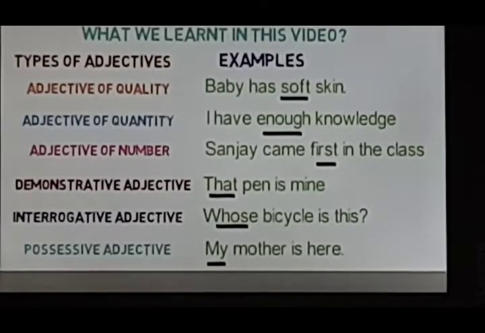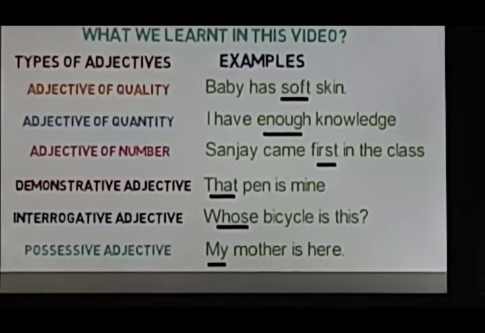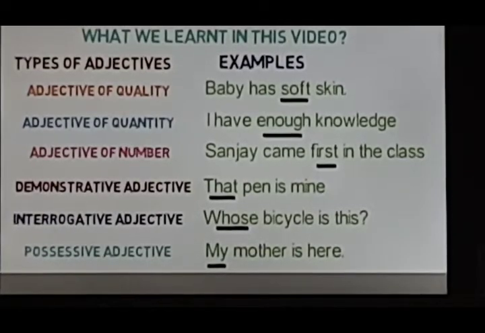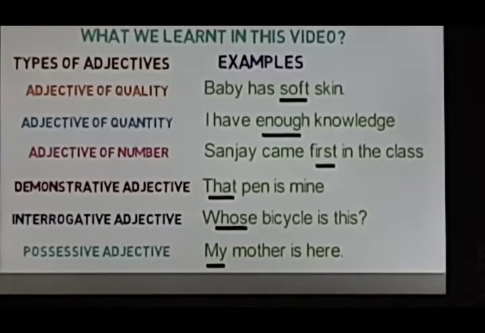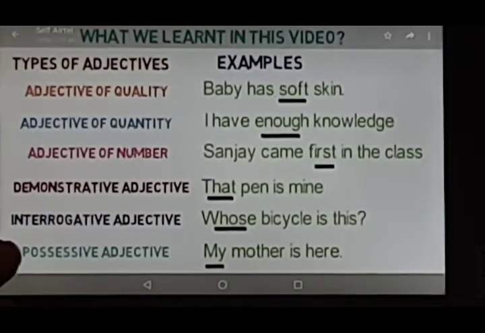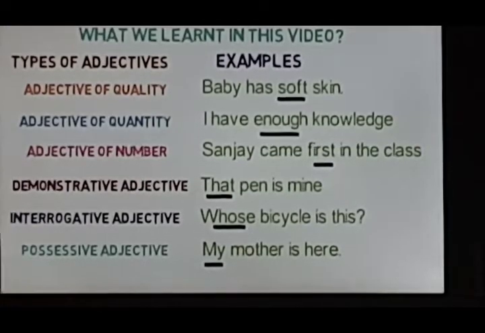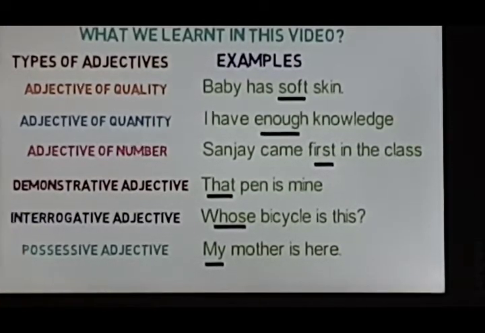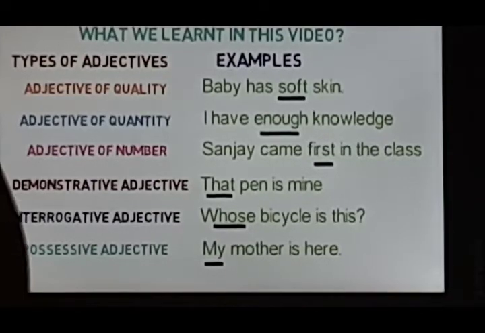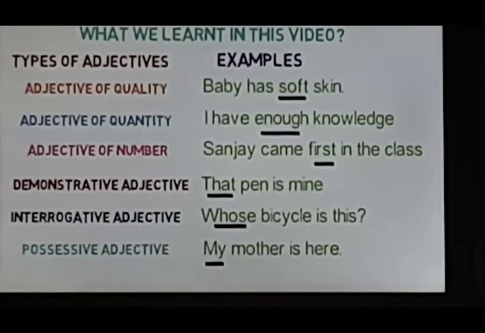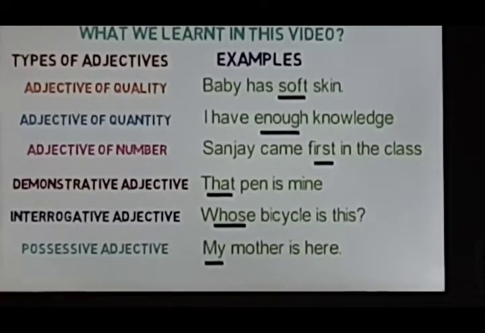We learned about types of adjectives. First we learned about adjectives, and then we learned about types of adjectives. And how many kinds are there? For us there are 6. First was adjective of quality, answering the question what kind, like in the example, baby has soft skin. Adjective of quantity, answering the question how much, I have enough knowledge. Adjective of number, answering the question how many, Sanjay came first in the class.